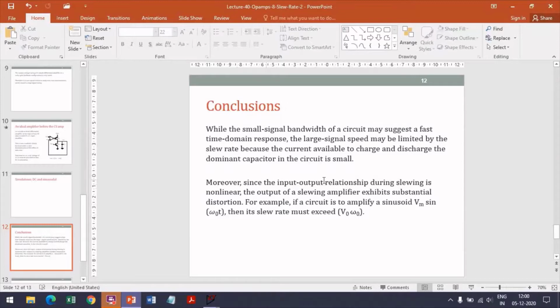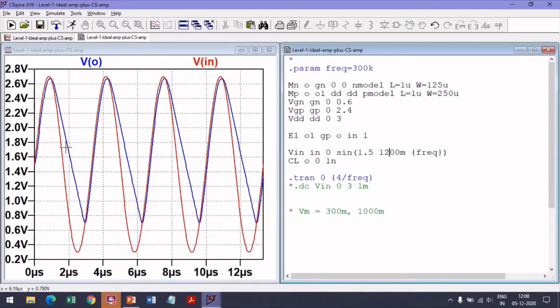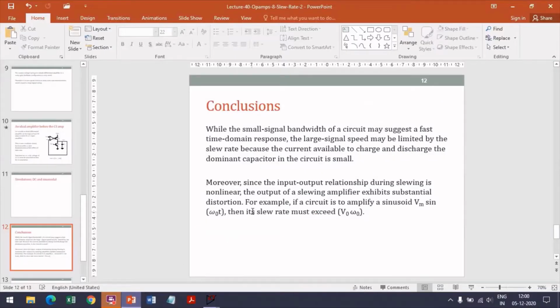Moreover, since the input-output relationship during slewing is non-linear, as we just saw, therefore the output of a slewing amplifier exhibits distortion. Because the output is not following a sinusoidal signal, it is linear, and that causes distortion. To avoid distortion, if a circuit has to amplify a sinusoid Vm sin(ω0 t), it must have a slew rate that exceeds V0 ω0, where Vm is the input amplitude and V0 is the output amplitude. You should convince yourself that this statement is true.